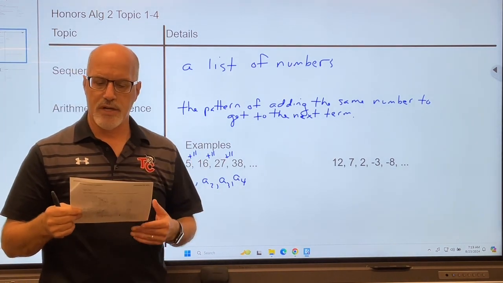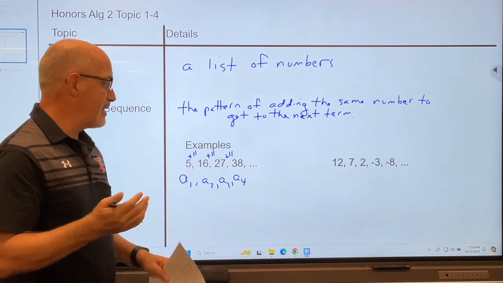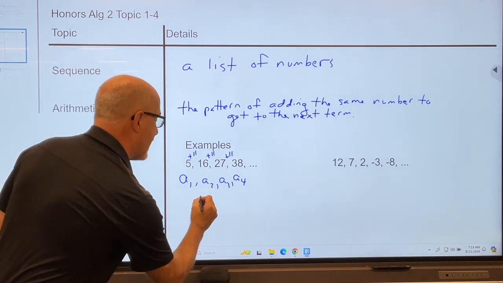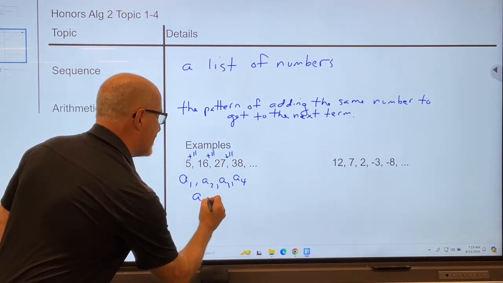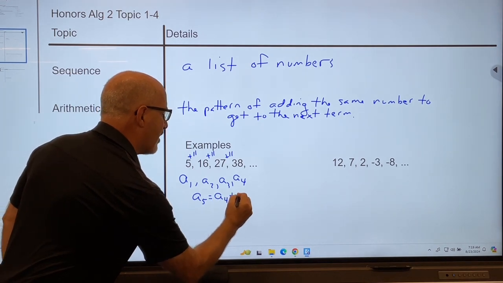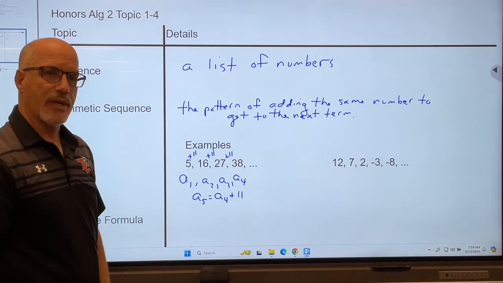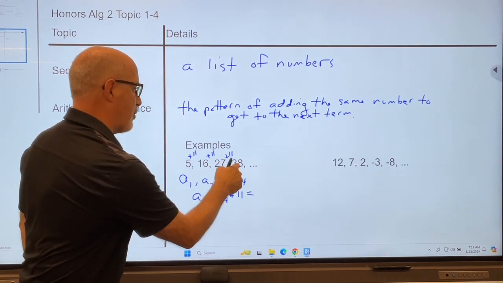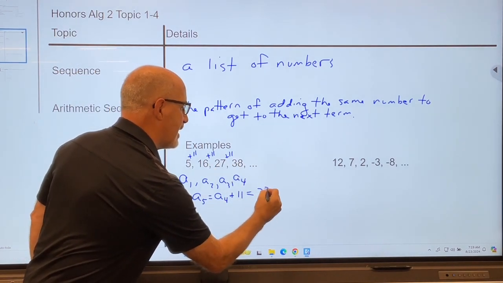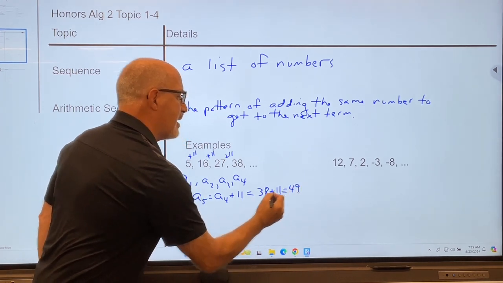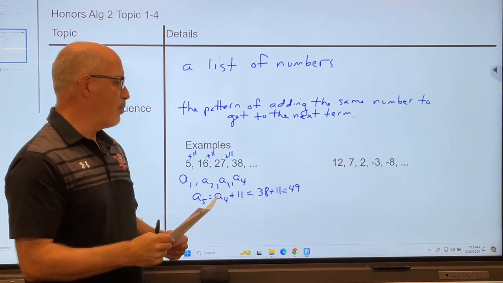Let's say that I wanted you to figure out what the next term would be. That would be A sub 5. A sub 5 is we take A sub 4 and we add 11 each time onto it. And so that would give us, the previous term was 38, add 11, and you get 49. That's the pattern we follow with these.